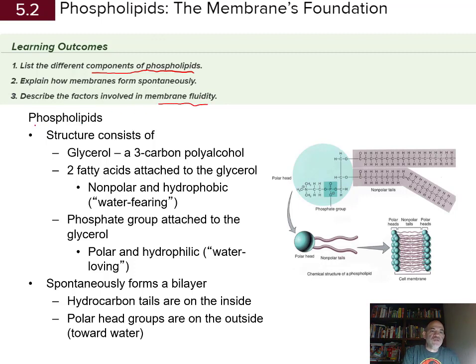So recall that the structure of the phospholipid consists of a glycerol, which is a 3-carbon polyalcohol. And so if we were to sketch that, alcohols have a hydroxyl group. It's going to be 3 carbons. This is how the glycerol starts. And polyalcohol just means it has more than one OH. It's the hydroxyl group. A simple alcohol would have one OH.